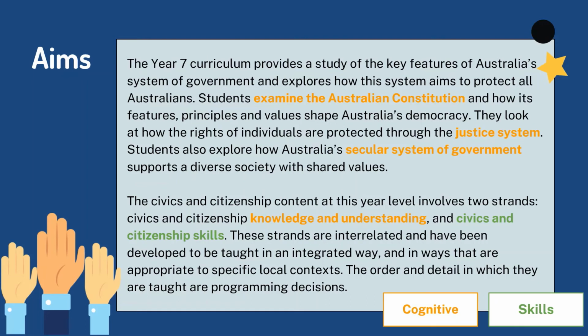We have both the cognitive and skills domains within the aims of the Australian Civics and Citizenship Year 7 program. Learning within the cognitive domain involves the knowledge and understanding of the Australian Constitution, including the justice system and the secular system of government, whereas the skills involved are civics and citizenship skills.